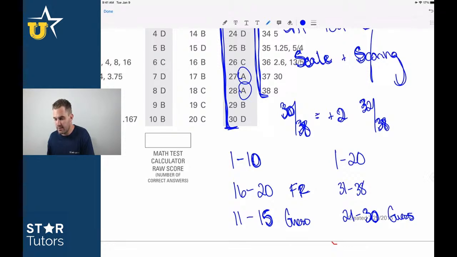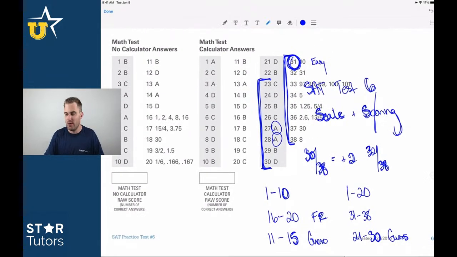Any other questions about this section of the exam? I mean, about the scale. I guess it's not this section, but just about the scale, guys. Any other questions about the scale? Then we're going to move on to the SAT reading section.